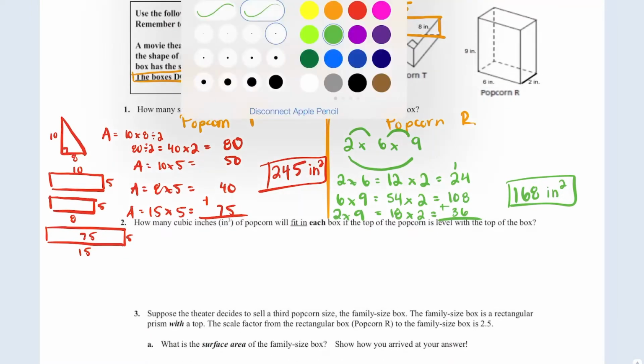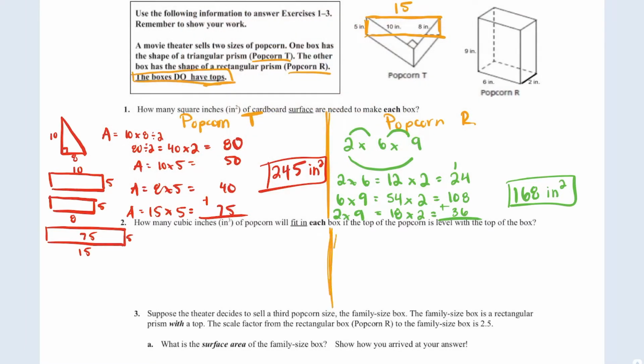Okay, let's take a look at question number 2. So again, I'm going to split this into 2. Popcorn T is going to be on the left, and popcorn R is on the right.